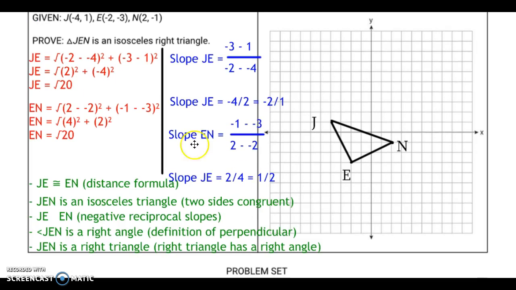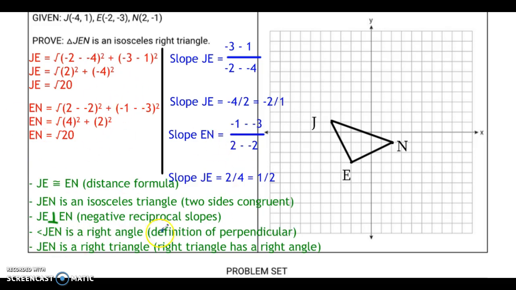And here you can see the writing piece that's necessary. JE is congruent to EN due to the distance formula, and then we can prove that JEN is an isosceles triangle, saying that two sides are congruent. Further, we can say that JE is perpendicular to EN, which means I have to write in this symbol for perpendicular. No, computer drawing programs aren't all that they were meant to be. Perpendicular to EN because of negative reciprocal slopes, and angle JEN is a right angle because of the fact that they're perpendicular. Since there's a right angle there, that means that JEN is a right triangle.